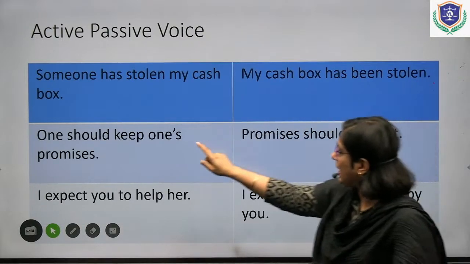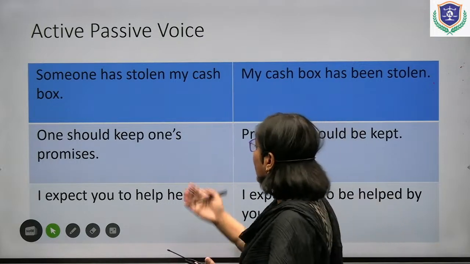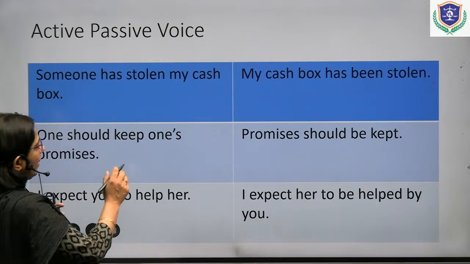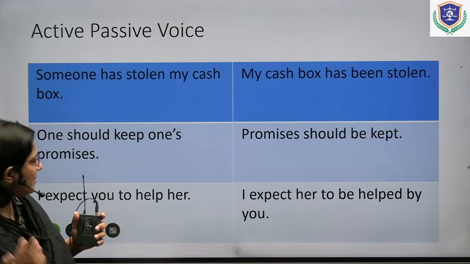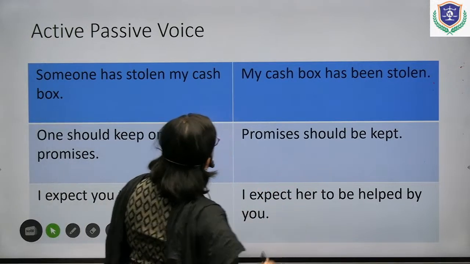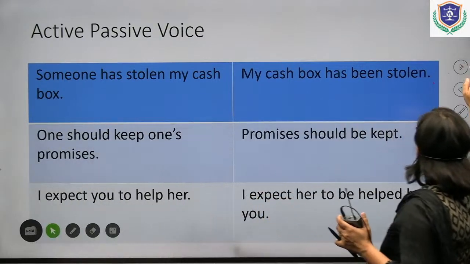One should keep one's promises. Now if something like this comes in your exam, and there are 4 options, you have to pay attention to it, of course, we are dropping the subject there, right? One should keep one's promises. Promises should be kept.